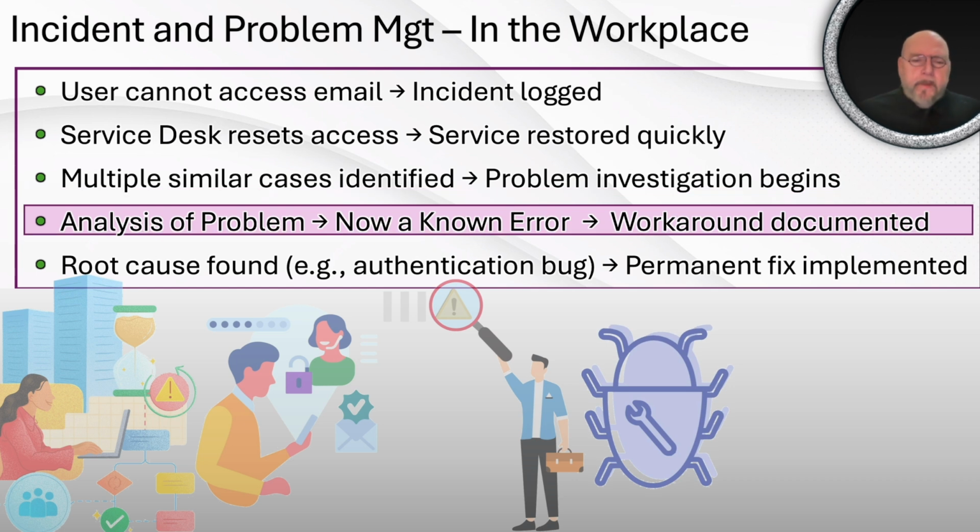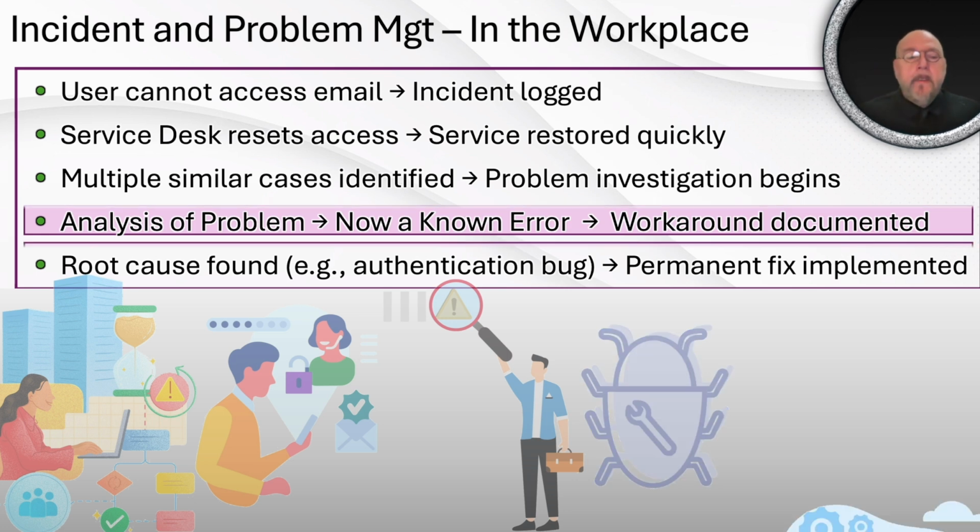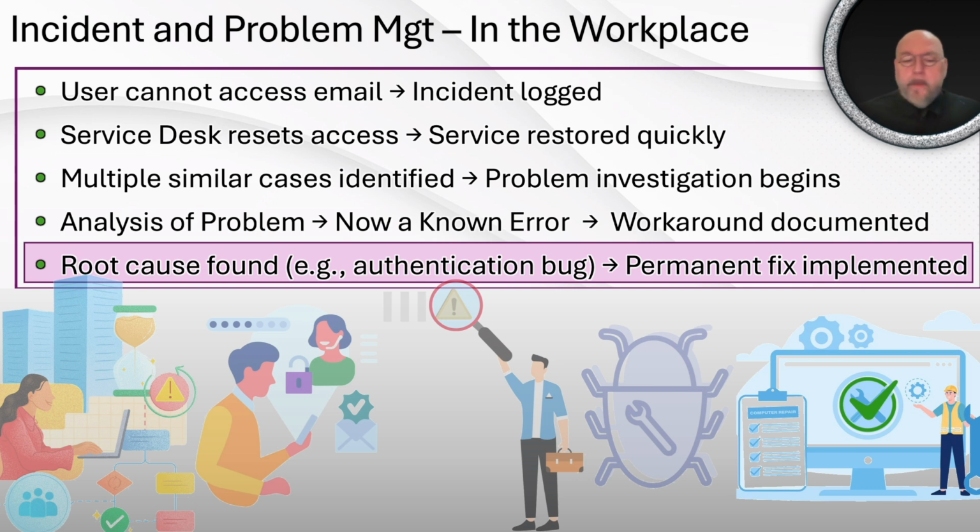After analysis of the problem, which is now a known error. A known error is when we're working on a problem. We know the problem exists, but we haven't resolved it yet. They will document the workaround, and it will be available to the people who answer the phone on service desk. When they find that root cause, for example, maybe there's an authentication bug, a permanent fix will be implemented, and then we would hope that those related incidents start to become less frequent. Maybe disappear altogether.